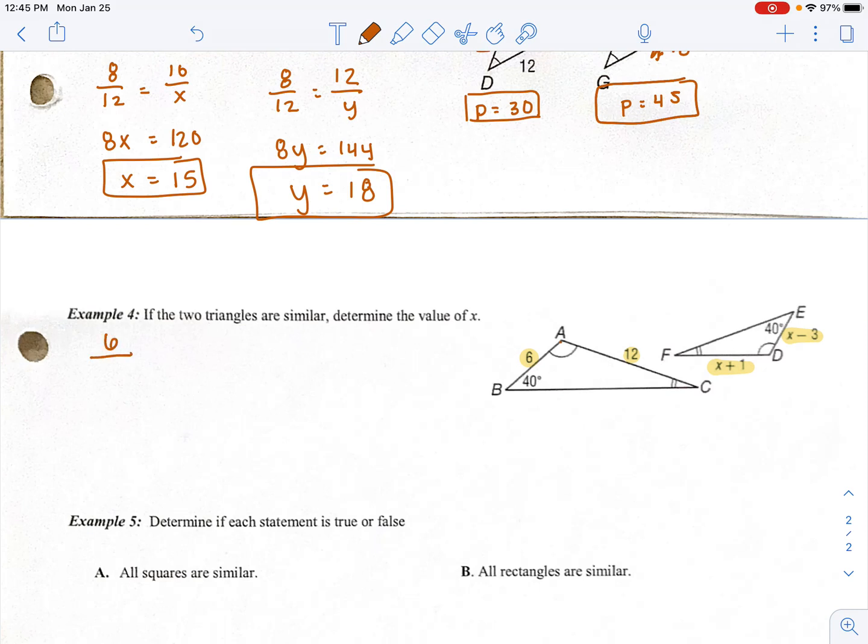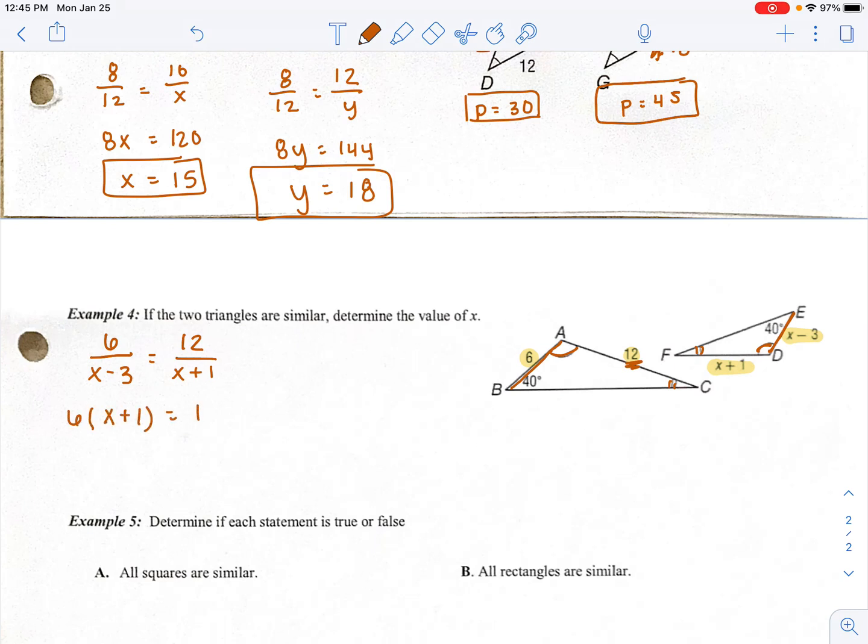So what I'm going to do first here is I'm going to pick the side 6. 6 is on side AB. AB is the side that is in between this one swoosh angle and the 40 degrees. So the one swoosh angle and the 40 degrees is the side over here. So that should go with that x minus 3 equals. The 12 is between the one swoosh and the two swoosh. So one swoosh, two swoosh is the x plus 1. From here, we're going to cross multiply and solve.